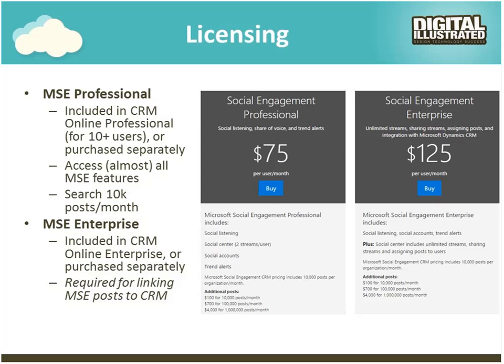Now there is also the Enterprise license tier here, and it is also included in the CRM Online Enterprise license. And similarly, you could buy it separately, but I think it's going to be most common that people will choose the all-you-can-eat license, meaning the CRM Online Enterprise, and then get the MSE Enterprise license with that as well. And the important thing to note here is that if you want to use the link to CRM feature, then the user who is actually promoting those posts or those social profiles into CRM needs to have the Enterprise MSE license there.